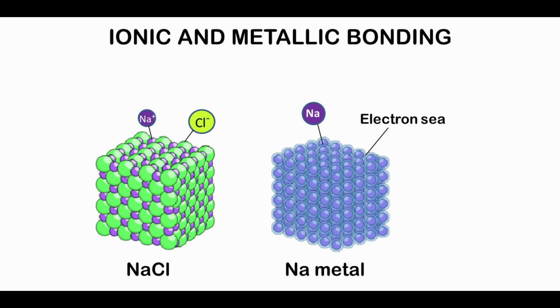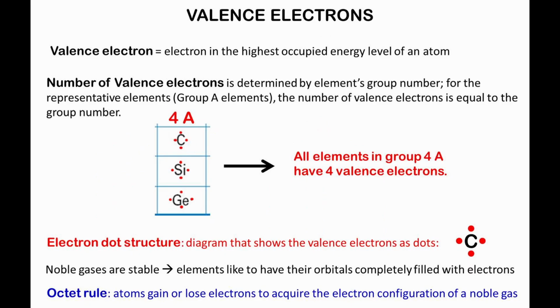In this chapter, we will discuss how ionic compounds form, and how metallic bonding in metals affects its properties. All elements in a group have the same valence electrons. The chemical properties of an element are largely determined by the number of valence electrons.